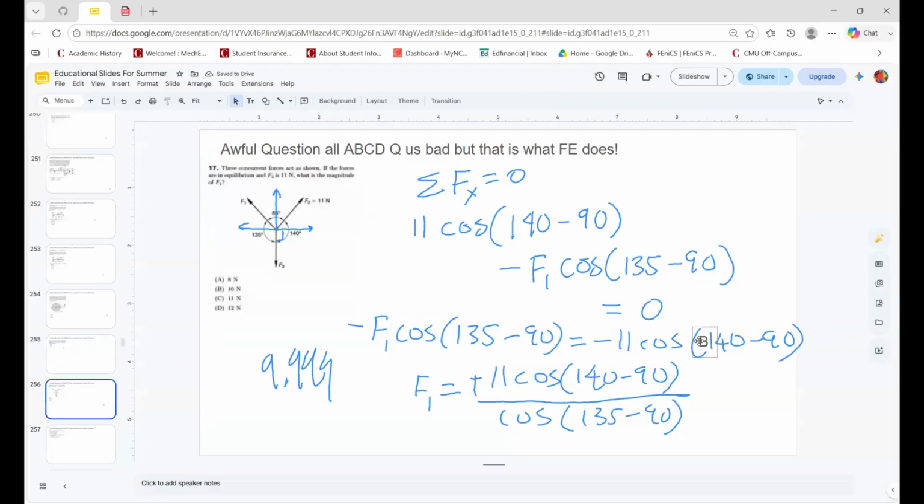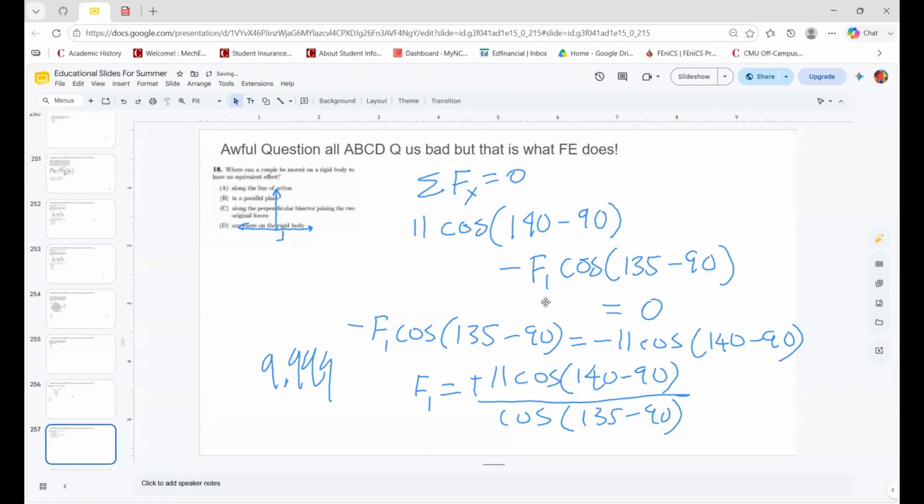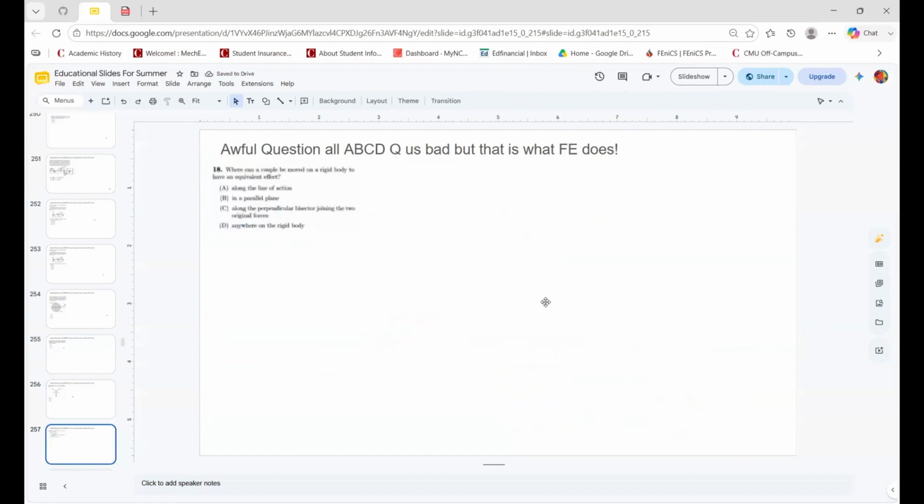Next one, let me just clean it up a little bit. It wasn't that bad. Where can a couple be moved on a rigid body to have an equivalent effect? Along the line of action, in a parallel plane, along the perpendicular bisector joining the two original forces, or anywhere in the rigid body. It is anywhere in the rigid body.